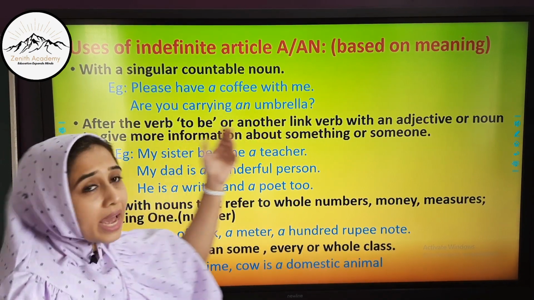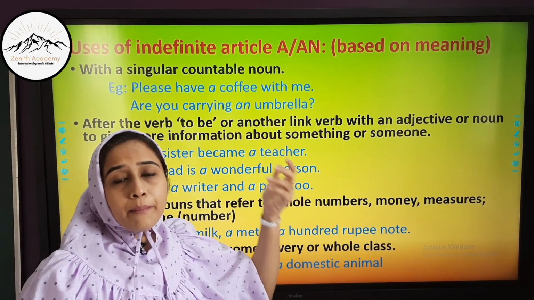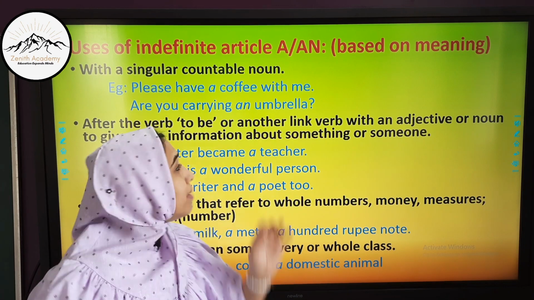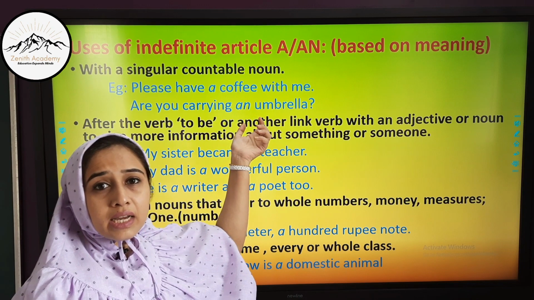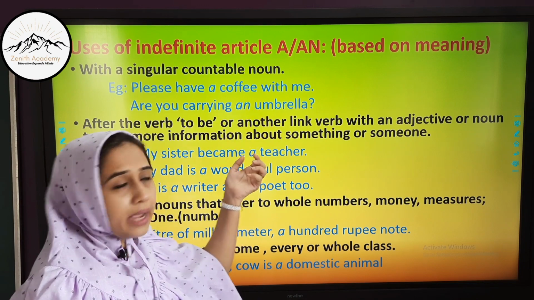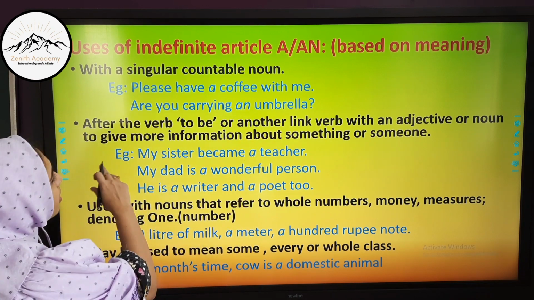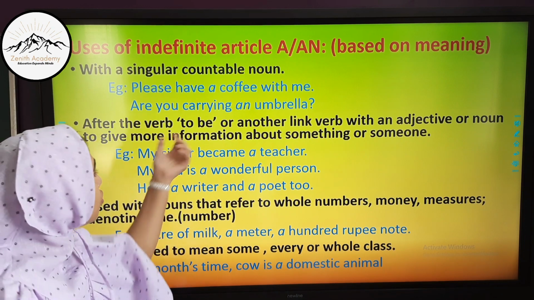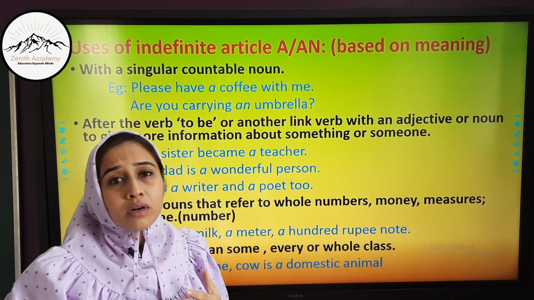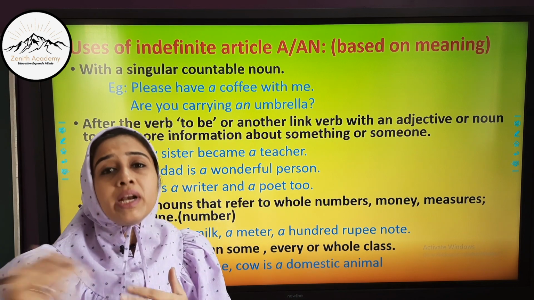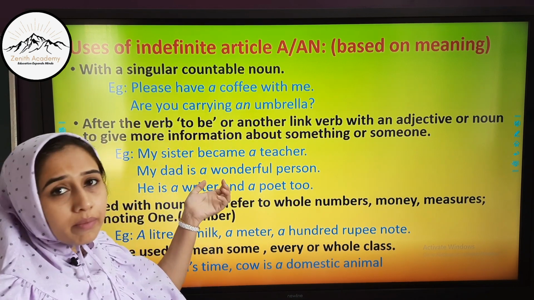Are you carrying an umbrella? An umbrella refers to one umbrella. But since it is starting with a vowel U, we have to put the article an, not a. Next, after the verb to be. Now what is to be? When I say I am writing, what is the verb done? The verb is to be written. So that form of the verb.